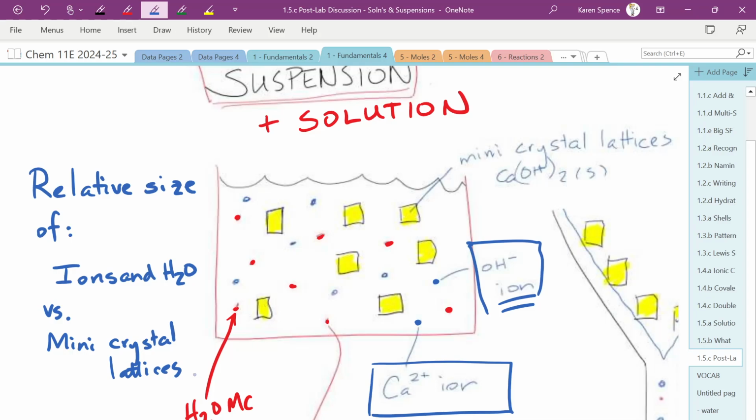Have a chat with your neighbor. What can you say about the relative sizes of the water and the ions versus the mini crystal lattices?